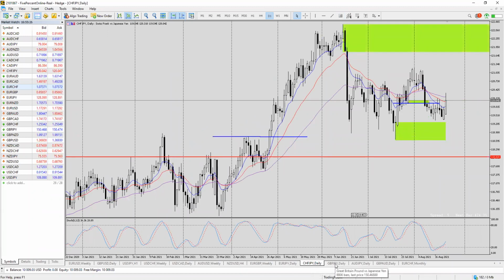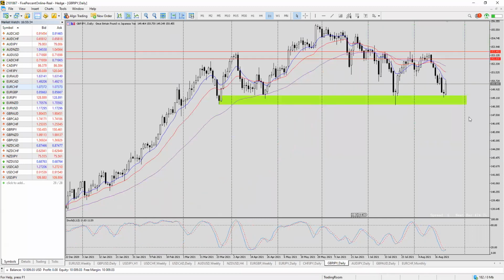yen pairs, Swiss yen is not clear, and as I said, with the Swiss, you should be very careful in the next few weeks. Pound yen as well, also reacting very nicely to this demand zone. For now, this demand zone is holding.